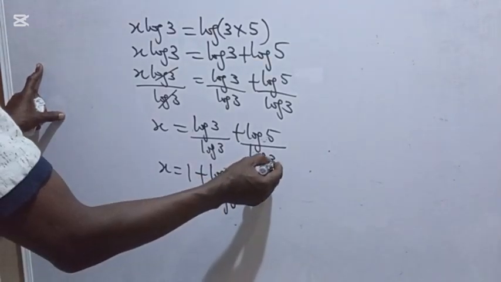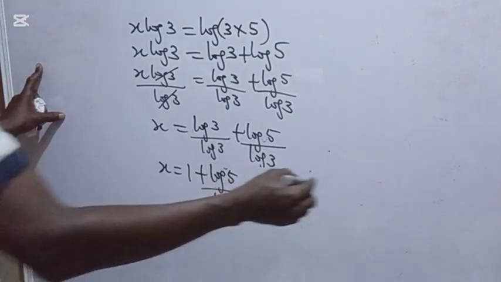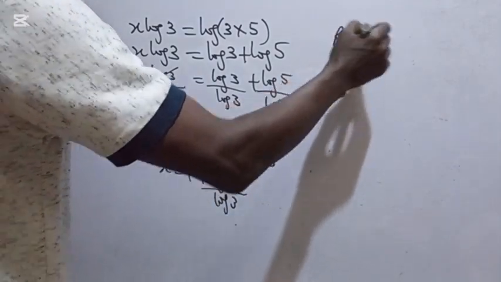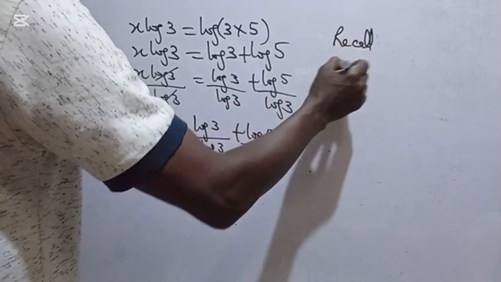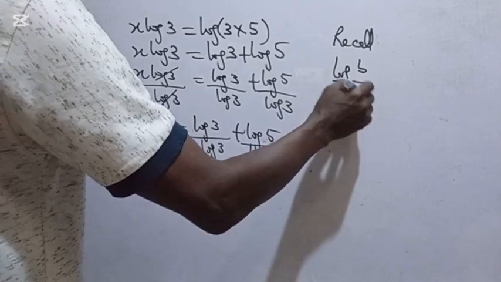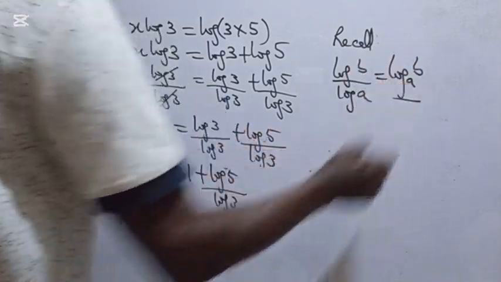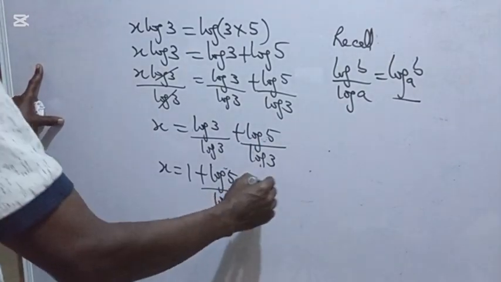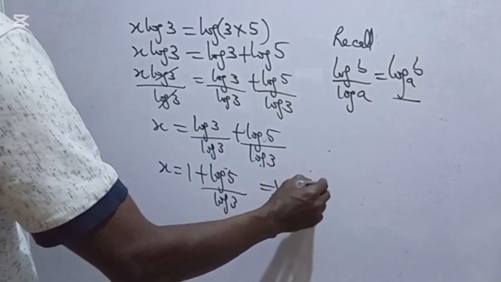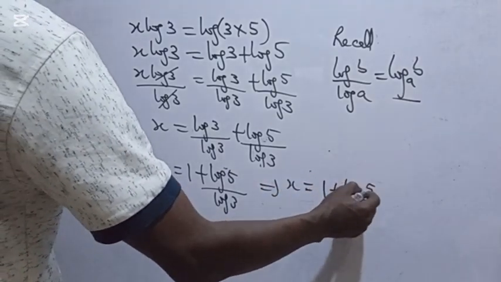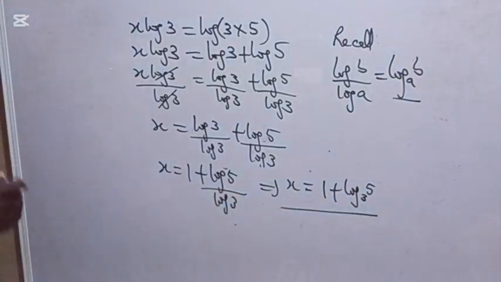And we can rewrite log 5 over log 3. Recall, we can write log b over log a as log b base a. So in this case, x could be equal to 1 plus log 5 base 3. So that's the value of our x.